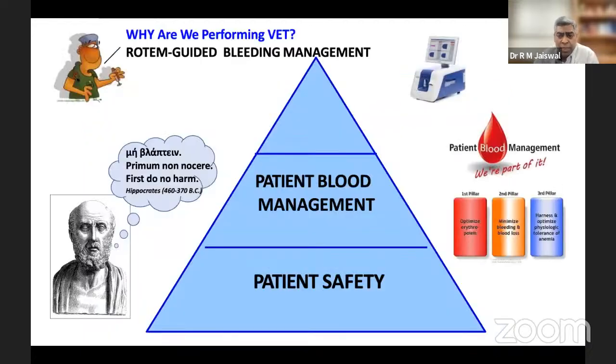So now, these are the last 2 slides. First, we need to keep in our mind: first, do no harm. That is primum non nocere. That is one of the main objectives of any transfusion protocol, either when we are dealing with routine transfusion or with the massive transfusion protocol. Patient blood management and patient safety are important cornerstones when we are dealing with transfusion.